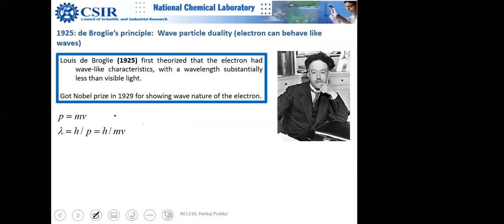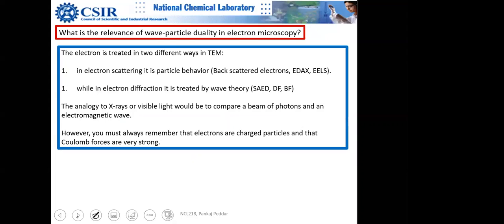This equation you have to remember, de Broglie's wavelength, which we write as lambda equals h over p. h is the Planck constant, m is the electron mass, and p is the momentum, mass times velocity. This will be very useful for us because for any microscope we need to know the wavelength of the radiation, whether it is visible light or anything else. If we are using electrons, then we want to know lambda, the wavelength associated with the electrons.